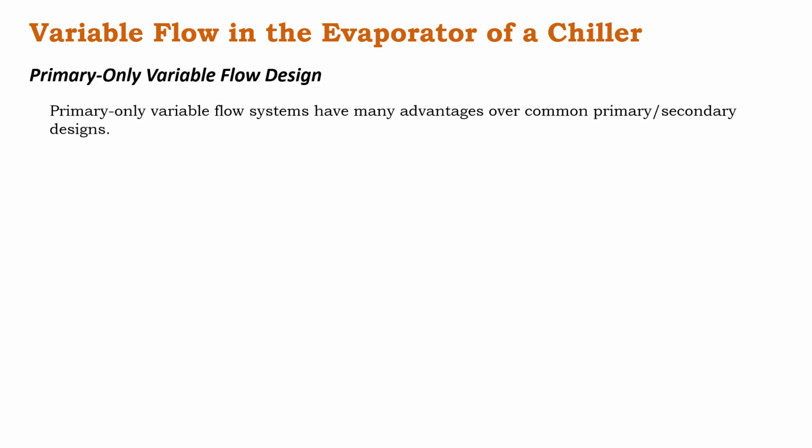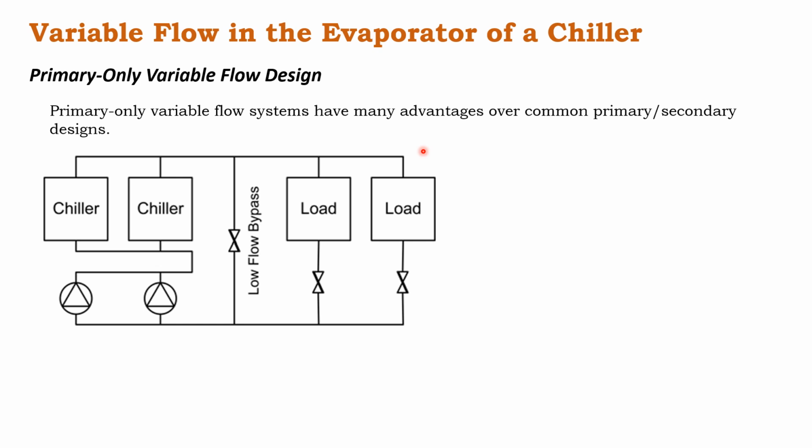Let's talk about only primary variable flow. Primary variable flow system has many advantages over the primary and secondary flow design. It is the simplest way of configuration which gives immense potential of energy saving. So in this you can see there is a load end and there is a chiller. Between load and chiller there is going to be a bypass flow which is going to ensure that minimum flow to the chiller is maintained if there is less load in the network.